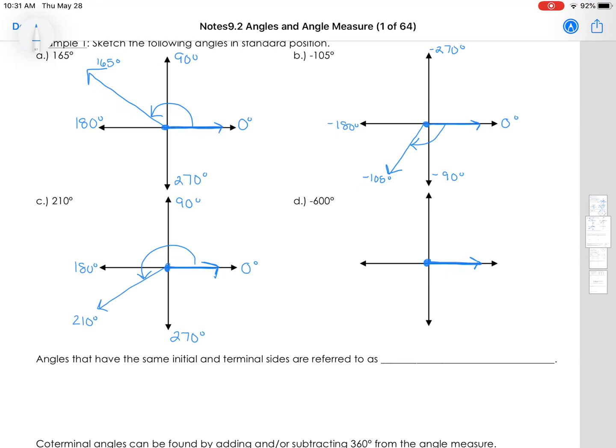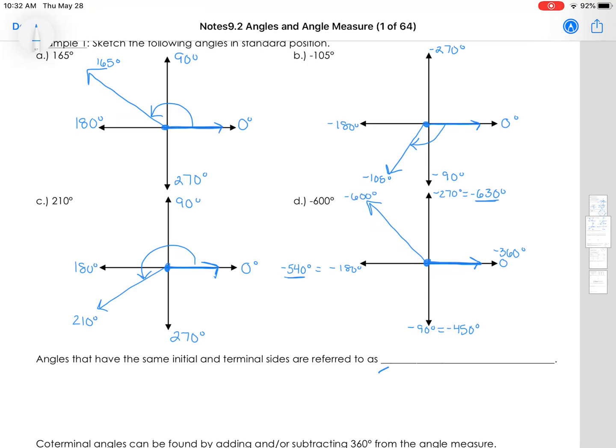Now, what you find with D is the number is big, and it's also negative. So we have 0, we have negative 90, we have negative 180, we have negative 270, we have negative 360, but the problem is negative 600 is bigger than that. So we have to keep going. So basically what you're going to do is you just keep adding 90s. So negative 90 is the same as negative 450. Negative 180 is the same as negative 540 when you add it again. And negative 270 is the same as negative 630. So negative 600 falls between negative 540 and negative 630. So we're going to be in quadrant number 2 for negative 600.